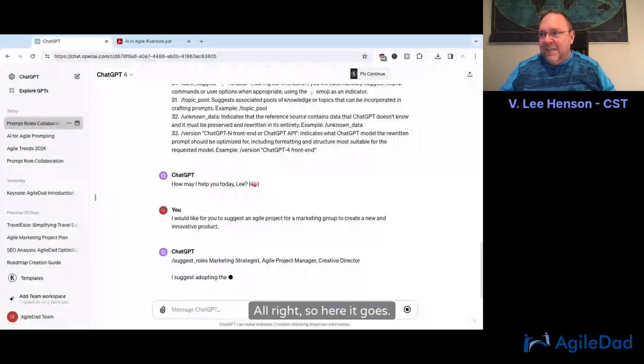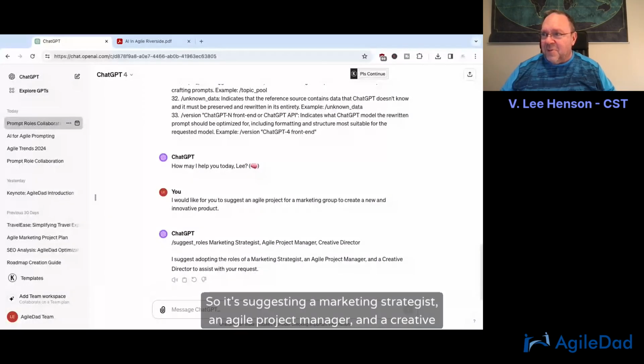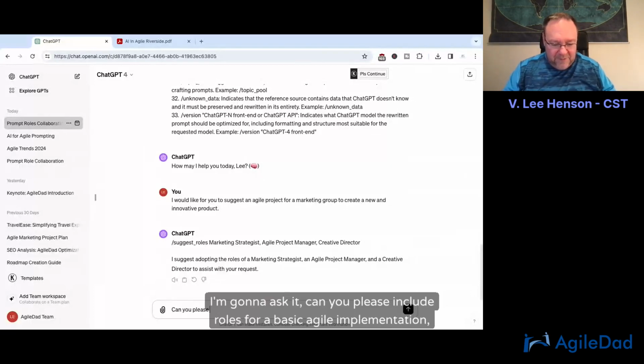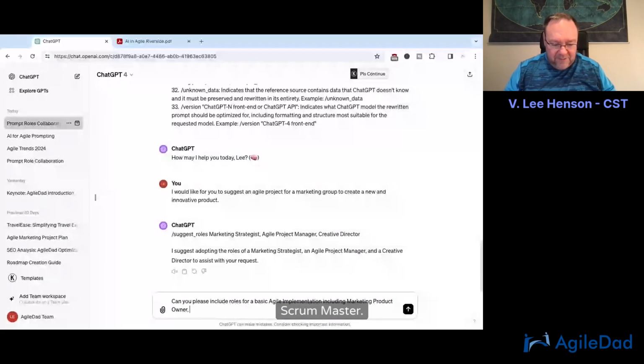All right, so here it goes. It's going to suggest roles. So it's suggesting a marketing strategist, an agile project manager, and a creative director. I'm going to ask it, can you please include roles for a basic agile implementation, including marketing product owner, Scrum Master, and development team.